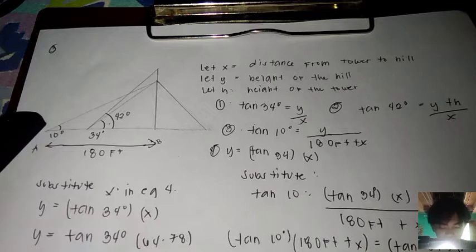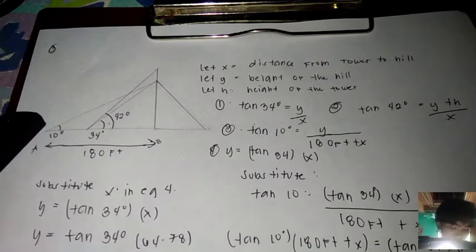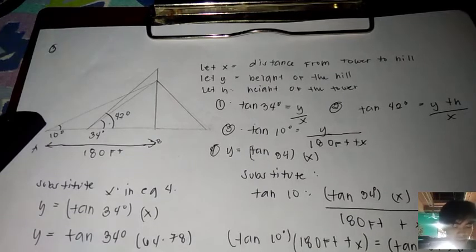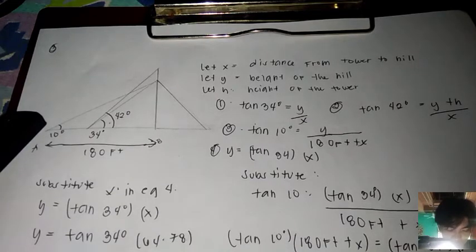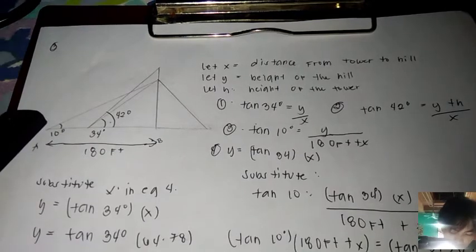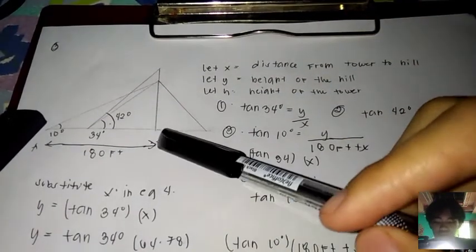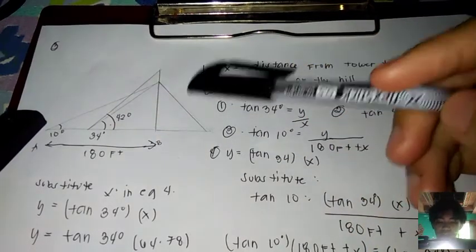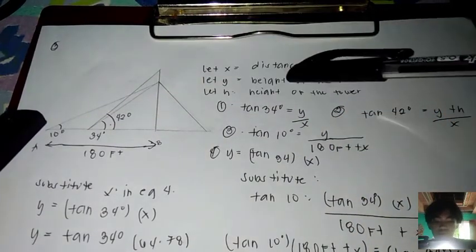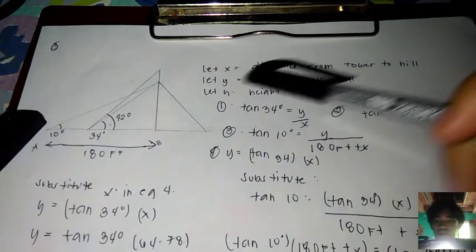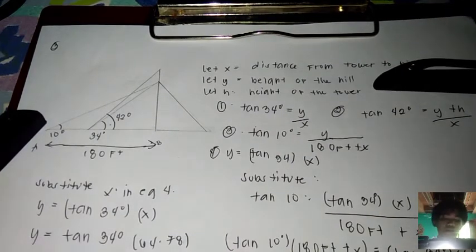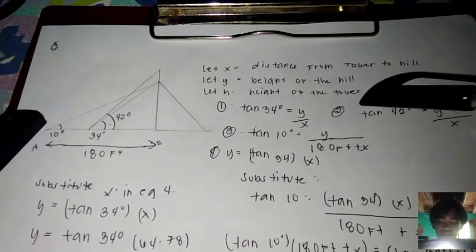tower on a hill and in a horizontal line passing directly under the tower. The angles of elevation of the top and bottom of the tower viewed from B are 42 degrees and 34 degrees respectively, and at A, the angle of elevation of the bottom is 10 degrees. Find the height of the tower. So we have here the illustration of the tower and the hill. So let x be the distance from tower to hill, and let y be the height of the hill. Let h be the height of the tower.